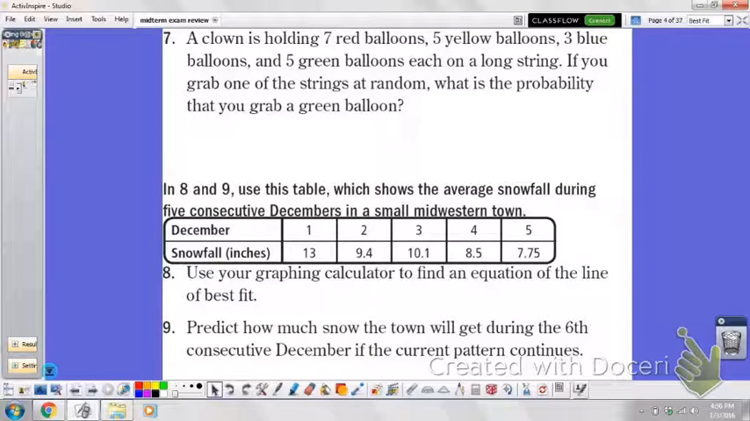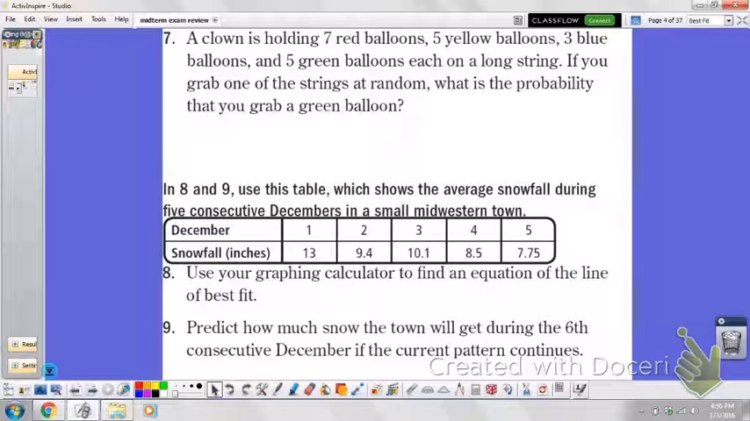Number 7, we have a clown that is holding 7 red balloons, 5 yellow balloons, 3 blue balloons, and 5 green balloons, each on a long string. If you grab one of the strings at random, what is the probability that you'll grab a green balloon? So remember, when we're finding probability, it's what we want to grab, so the green, over what we could grab, which is all of the balloons.